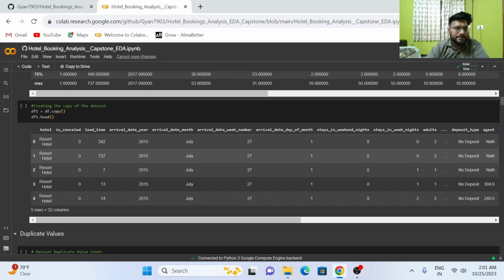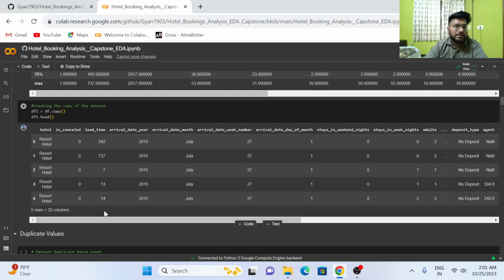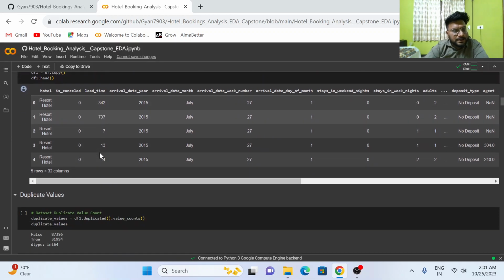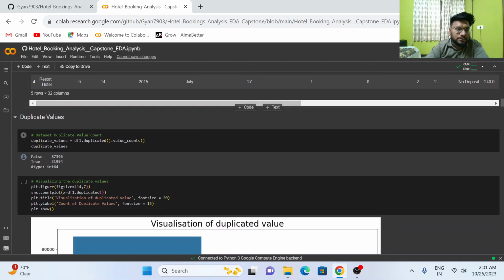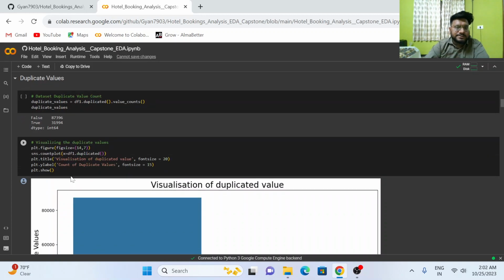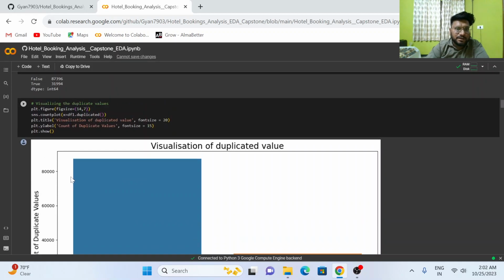Next, we'll create a copy of this dataset and we'll be working on that copy only. Our new dataset will be df1, and now we'll be checking the duplicate values. For duplicate values, we'll use df1.duplicated().value_counts(). It will give the counts of all the duplicate values. True or false will tell whether there are duplicate values or not. Next will be visualizing the duplicate values.